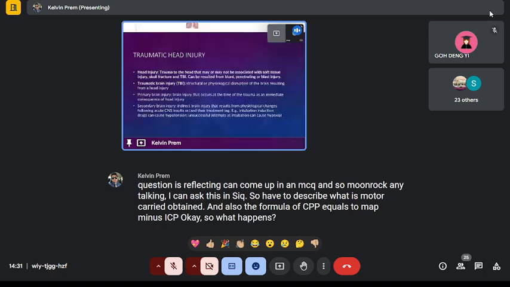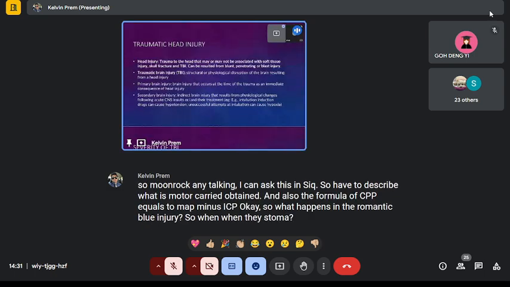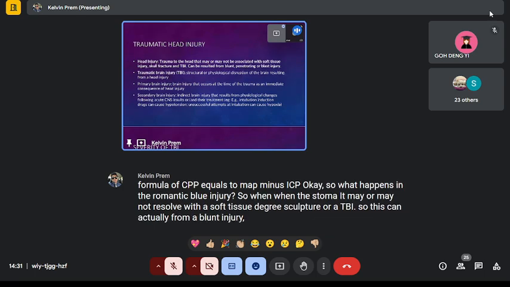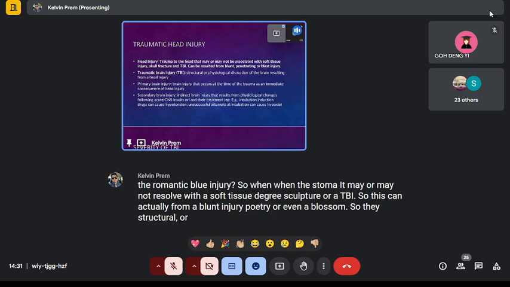Okay, so what happens in a traumatic brain injury? When there is trauma, it may or may not resolve with a soft tissue injury, skull fracture, or a TBI. This can come from a blunt injury, penetrative injury, or even a blast injury. So there is structural or physiological disruption of the brain resulting from a brain injury.